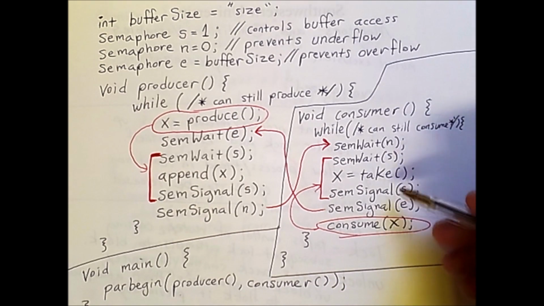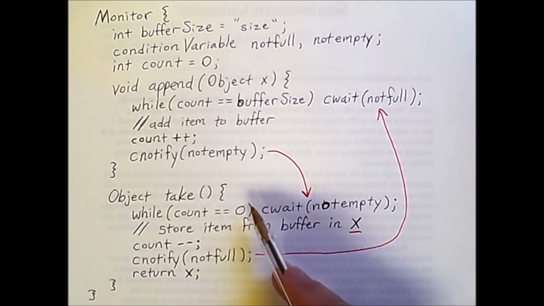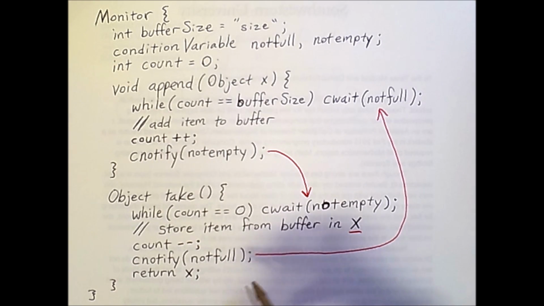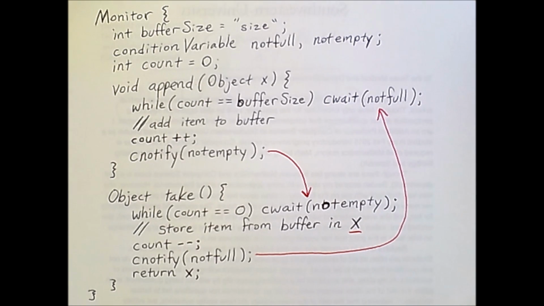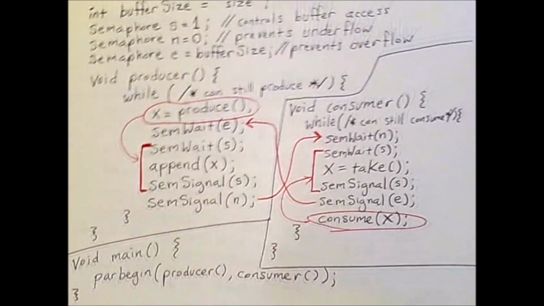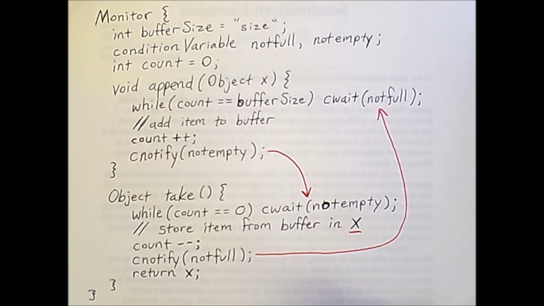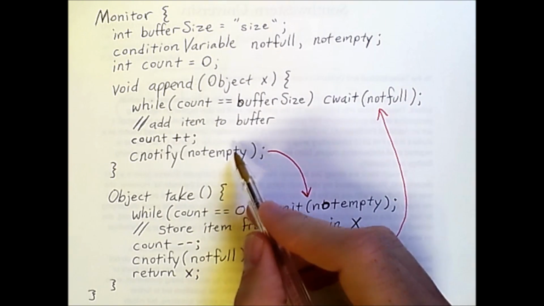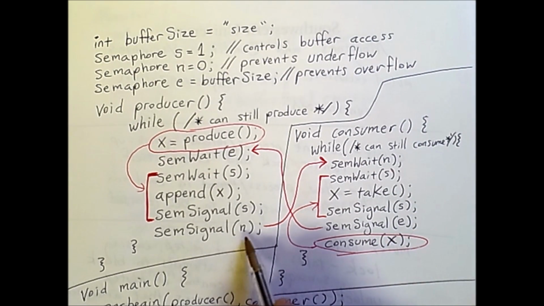And in the consumer, we have a wait and a signal command as well, just like we have a wait and a notify in the take command of the monitor. So the not full condition variable is behaving like the semaphore E for the sake of synchronization. And the not empty condition variable is behaving like the semaphore N in this solution for synchronization.